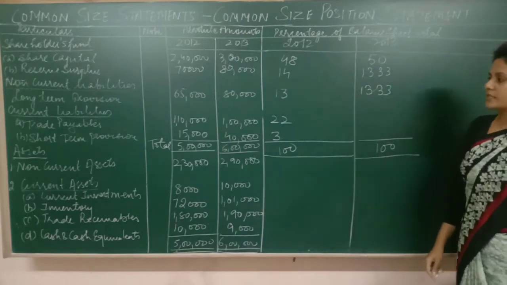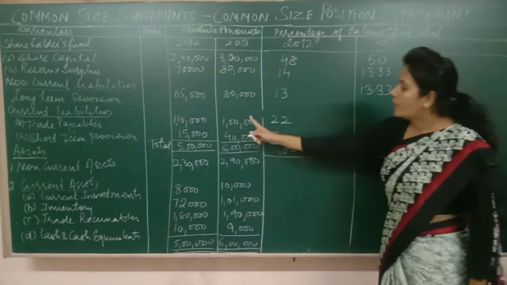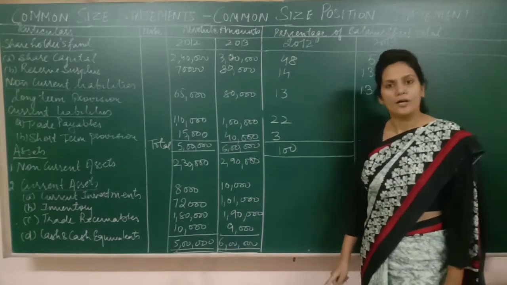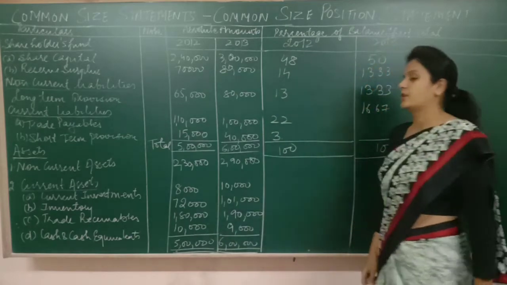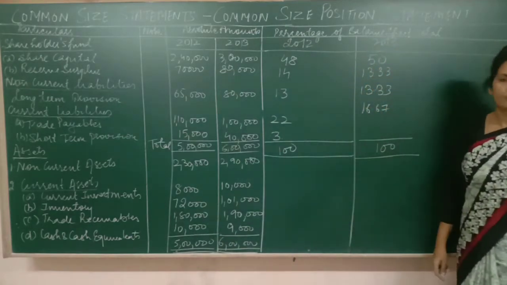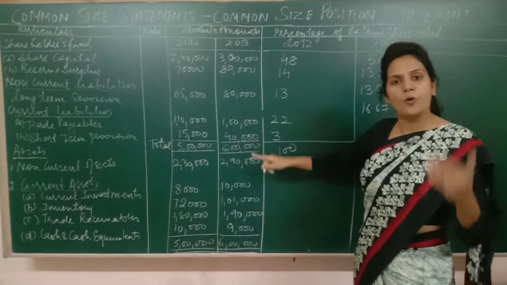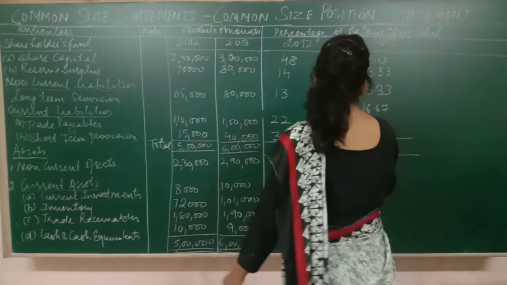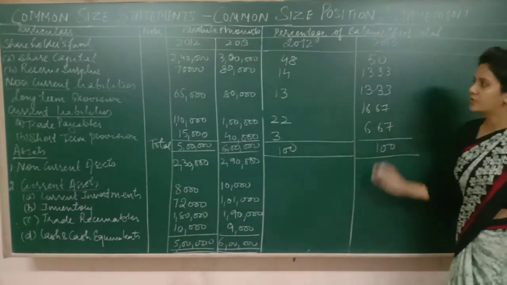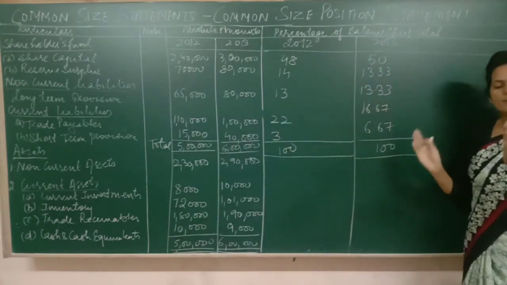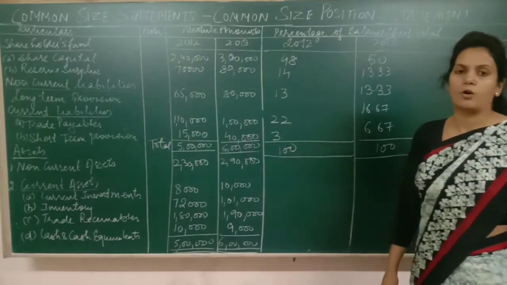Then the next is trade payables, which are rupees 1 lakh. So 1 lakh upon 6 lakh into 100, which will be equal to 16.67. And the last is short-term provisions, which are equal to 40,000. So 40,000 upon 6 lakh into 100, which will be equal to 6.67%. So this way we have expressed the values of liabilities into percentages, but with respect to a common base.